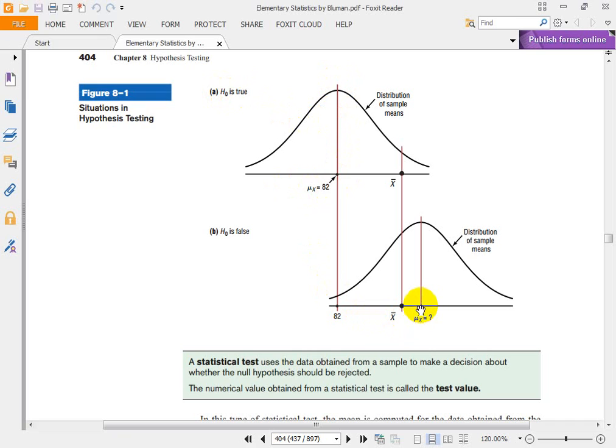But here you see this particular mu x is not equal to x bar. In this case, what will happen? The null hypothesis will become false. The null hypothesis has become false because it is not equal to 82. 82 is here. Mu x is at a different place. So that is H0 being false.